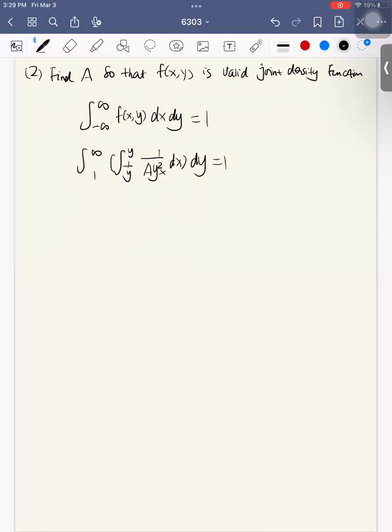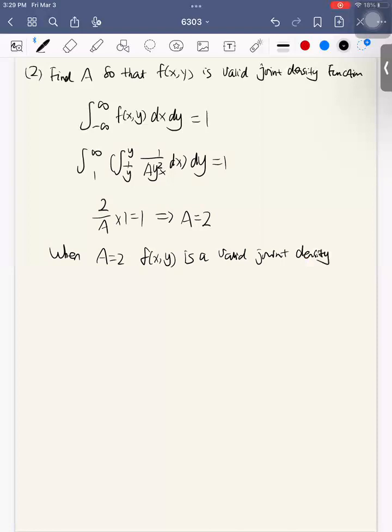Then we can find a, so this equation is a valid joint function. For solving this integral, we can obtain this result after solving it. So we can say a is equal to 2. Our conclusion is that when a equals 2, f(x,y) is a valid joint density function.